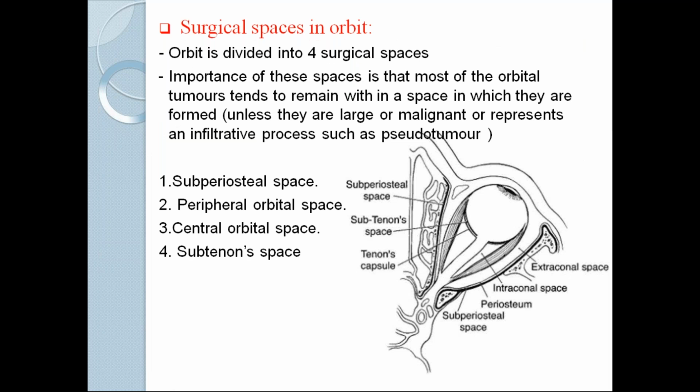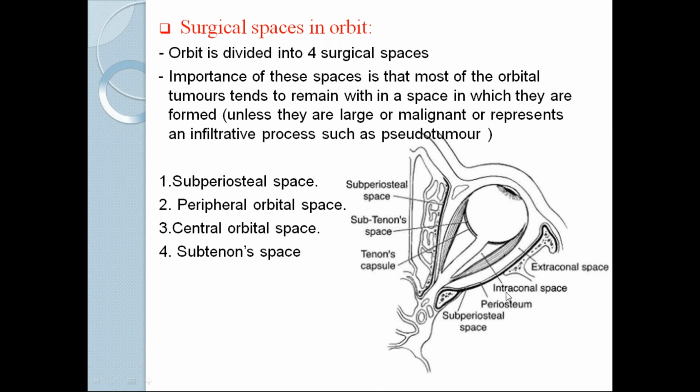Yes, surgical spaces of the orbit. You have 4. So the orbit is divided into 4 surgical spaces. The importance of these spaces is that most orbital tumors tend to remain within the space in which they are formed. There are 4 spaces: subperiosteal space, peripheral orbital space, central orbital space, and subtenon space.